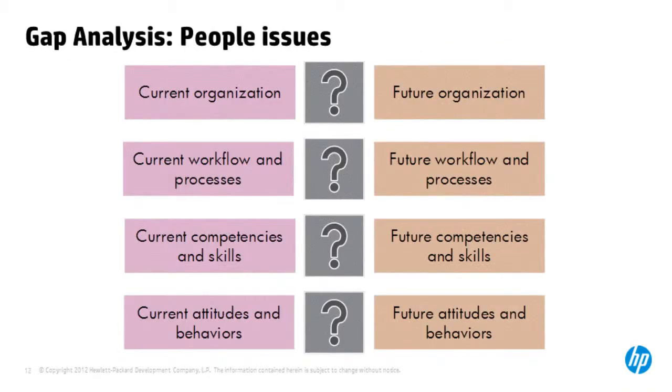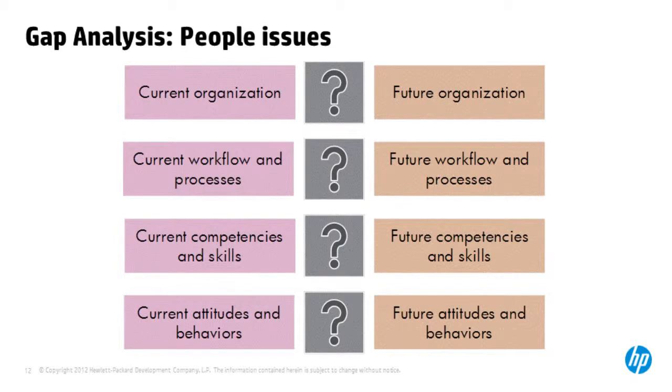Let's have a look at a gap analysis relating to the people issues. The scale of a change differs, and not all changes have current and future states in each of the layers shown in the slide. However, all must be considered before deciding that any are irrelevant. The people issues concern the organization and its structure, workflow and business processes, competencies and skills, attitudes and behaviors. You can identify the gaps between the current state and the future state after the change.